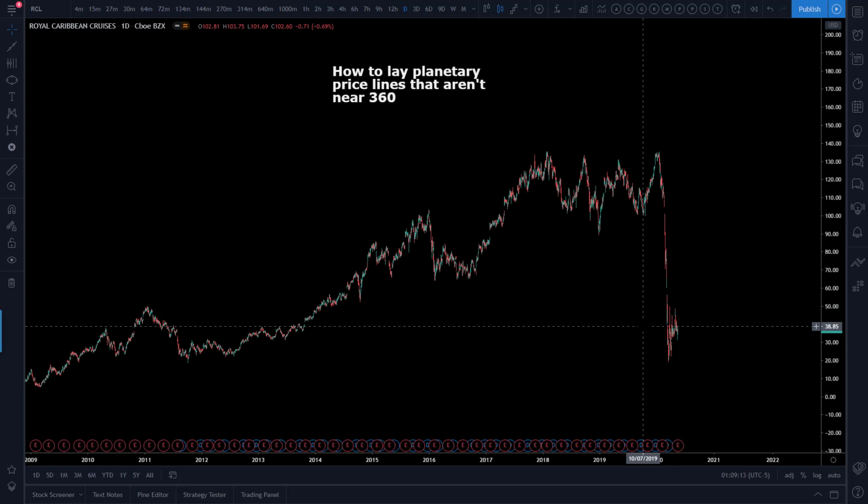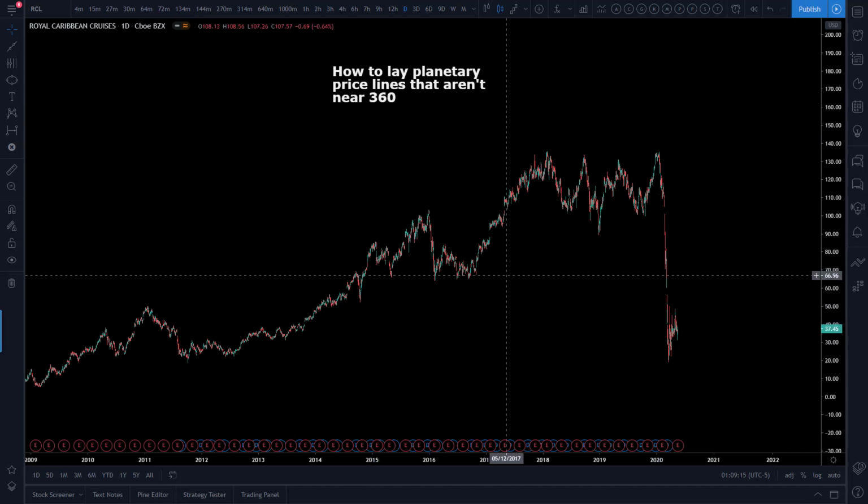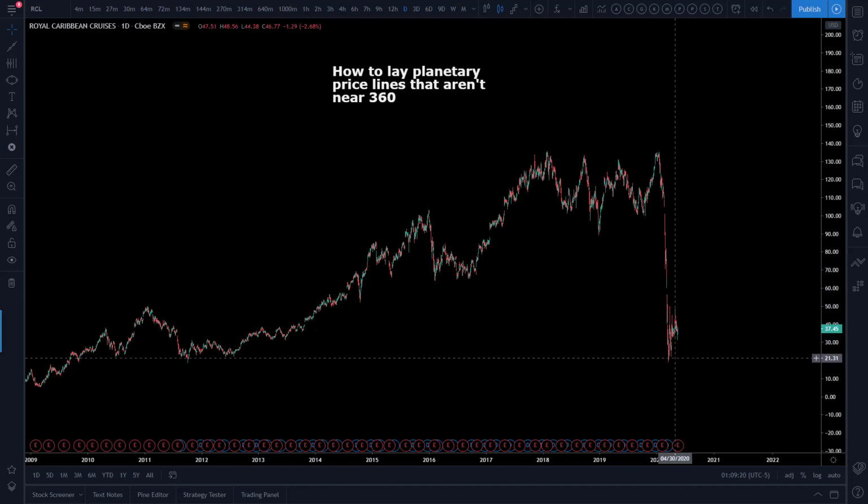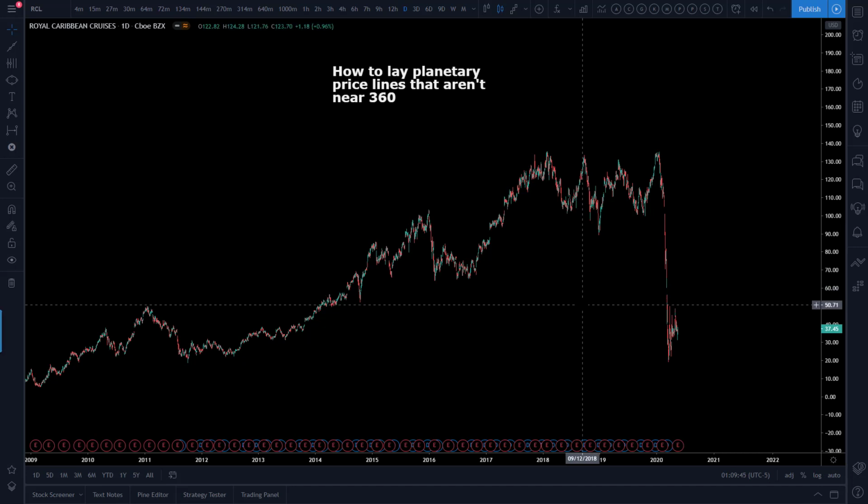So what are we going to use, because it's not anywhere near 360? Well, first off, I like to work off the current range that it's working at, because we're looking for the speed of the market. And if it's not really moving that fast, our planetary angles will fit better that way. But if you want to, you can still lay them from 0 to 360. It's just the interaction with the price won't be as good, if you will.